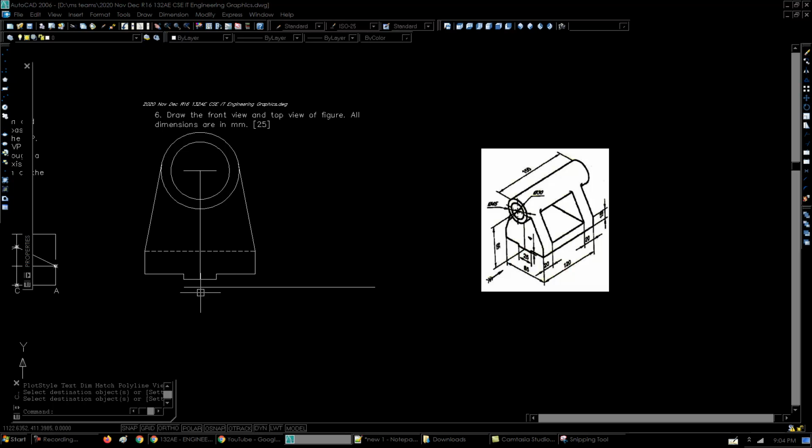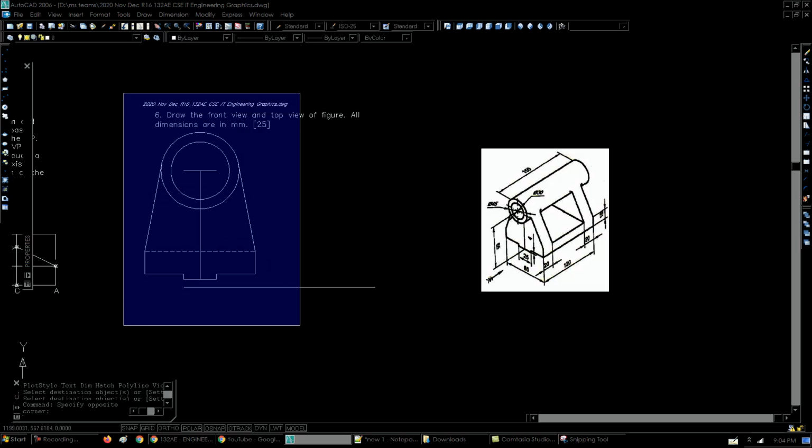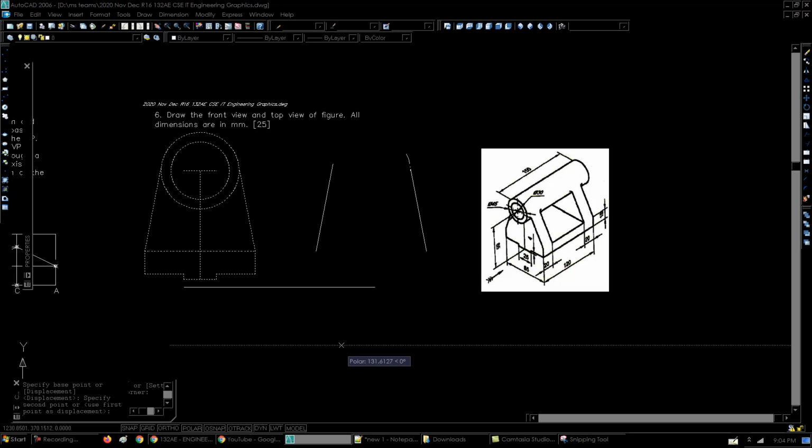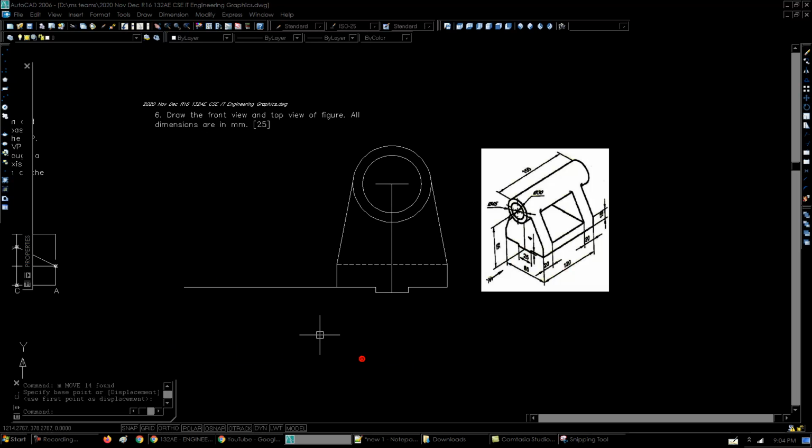Now one more thing I forgot to mention when I started drawing this is you should decide where to place the side view, so that the places for the front view and top view are decided in the first diagram itself.